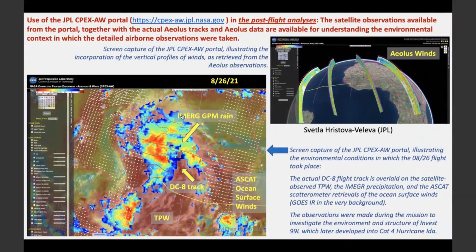I'm going to have to skip some of this. We do have a data portal hosted by JPL, and we have all our satellite data, all possible satellites you can think of, in this portal, along with a lot of global model forecast fields too. If you visit this place, you will find all the different satellite overlays and our flight tracks. It's available for all to use.